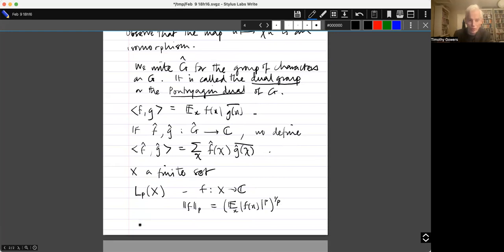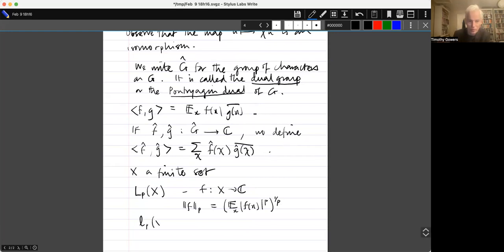But I will also have the little lp of X, and there it's the same, it's functions from X to C, but this time the norm of f is defined using the sum. And so in particular, the squared L2 norm of f equals the inner product of f with f, so we get the L2 norm.